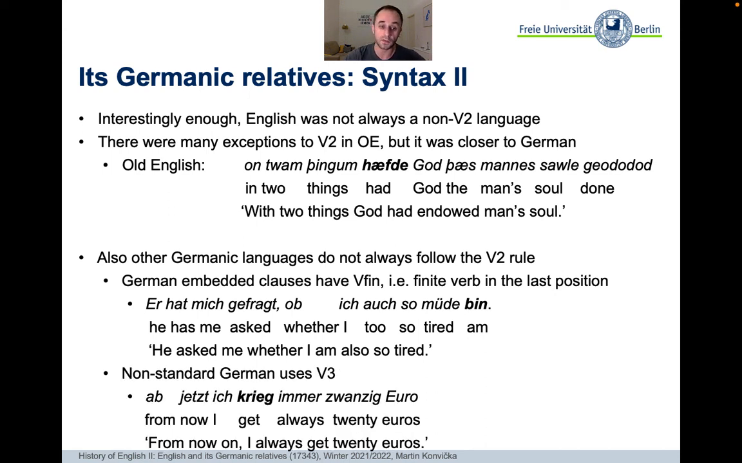Sometimes in German, in non-standard German, there is a different pattern known as V3, so the finite verb in the third position of the sentence. For example, ab jetzt kriege ich immer 20 Euro.